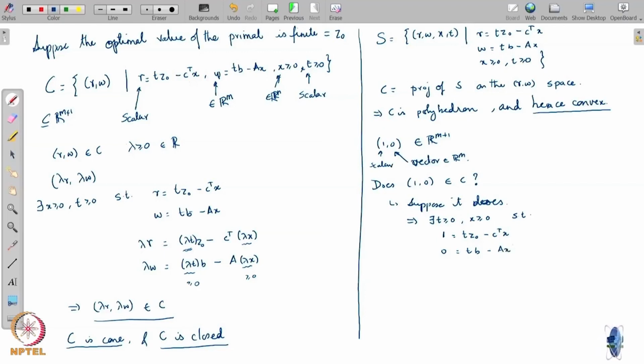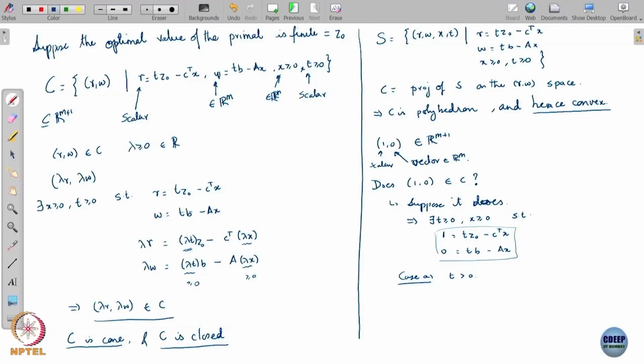Now, here again, if (1, 0) belongs to C, then it means that you can find t greater than or equal to 0 and x greater than or equal to 0 that satisfy these equations. Now, let us take two cases. Case A: suppose that the t that you got is positive.